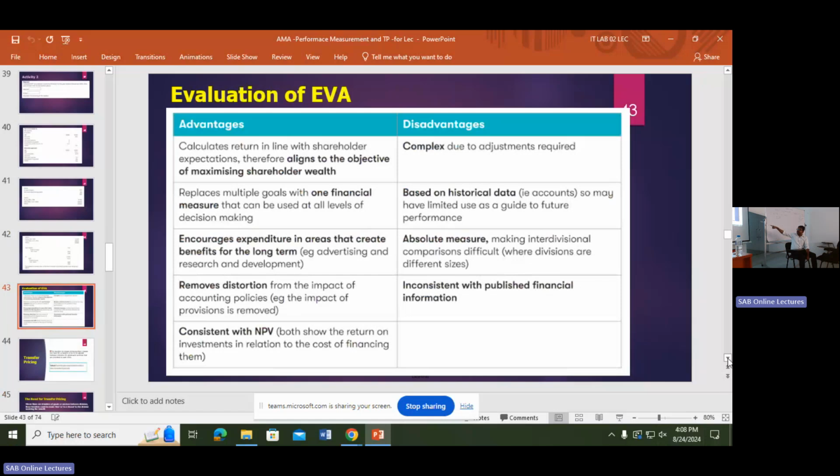So it is consistent with NPV because in NPV we discount the present value cash flows. We discount at the cost of capital. Here also the cost of capital is deducted, right? Net operating profit after tax. And this net operating profit after tax is more in line with the cash flow if we are adding back all non-cash expenses like depreciation, amortization, and other non-cash expenses.